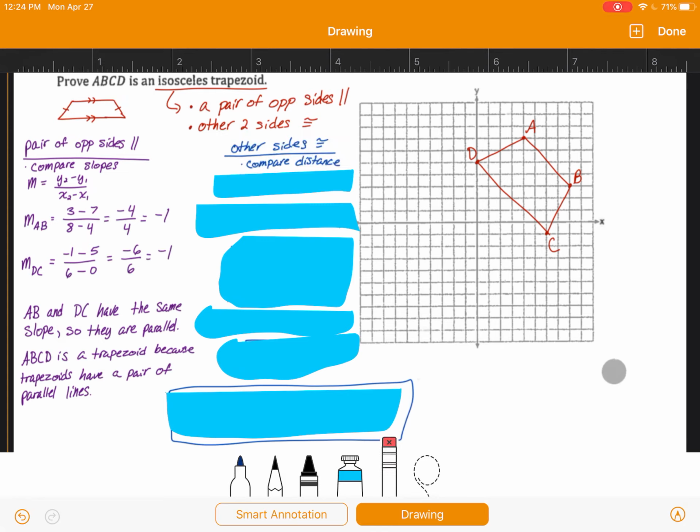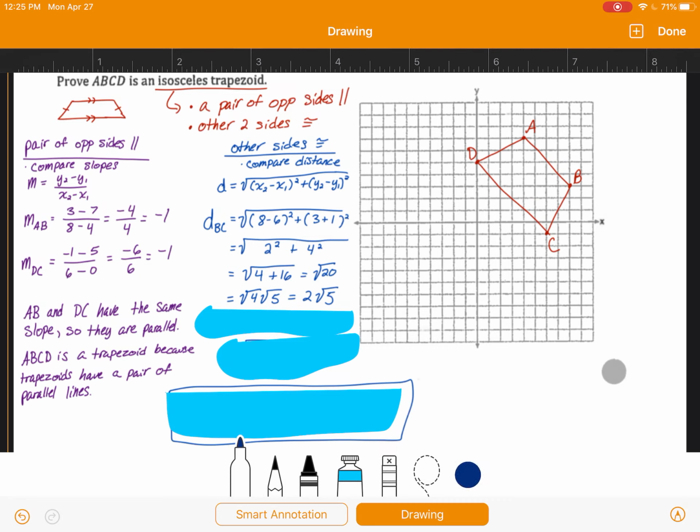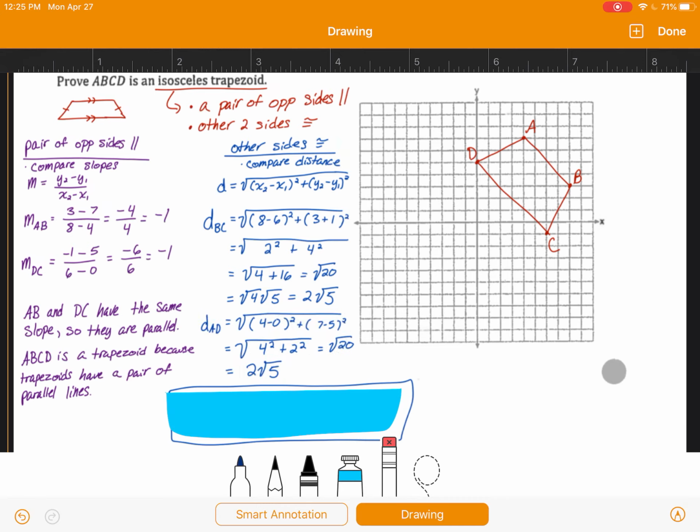The other thing we need is that the other sides, AD and BC, are going to be congruent. And if they're congruent, that means they're the same length, so we're going to compare their distances. So we're going to do the distance formula for those 2. So the distance for BC, you plug it in and it looks like that. And your final answer, you can leave it as the square root of 20, but if you keep simplifying, you'll get to 2 square root 5. It doesn't matter which one you have, because as long as you get the other one to be the same number, it doesn't matter what the number is. You can even write it as a decimal if you want to, as long as it's the same decimal.